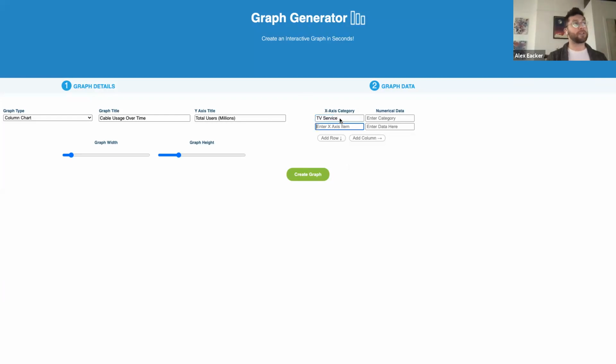Okay. And then what we'll do first is enter one of the x-axis items. By x-axis item, what we mean here is what one of the x-axis categories is going to be. In the other example, we had directors, and one of the directors was Steven Spielberg, right? So we would put Steven Spielberg in this x-axis item. In this case, because we are doing cable users and streaming users, I will do cable. So I'll just call this cable here.